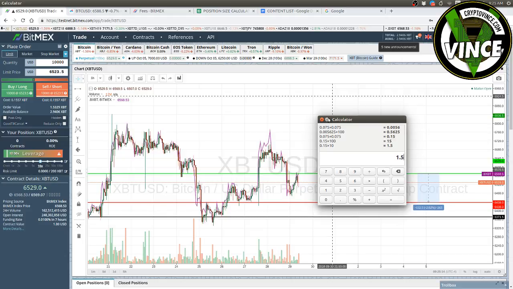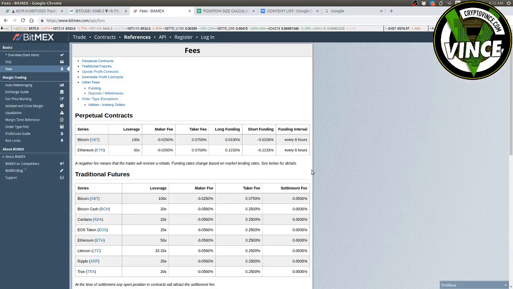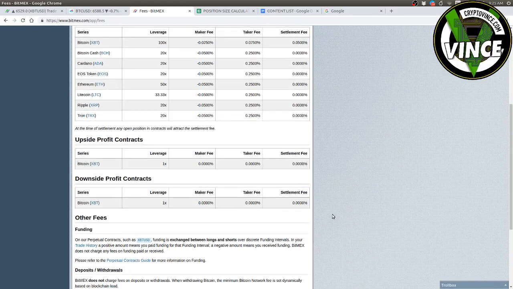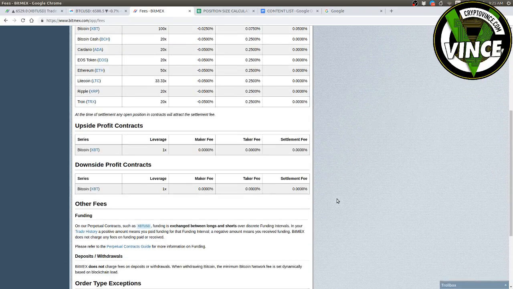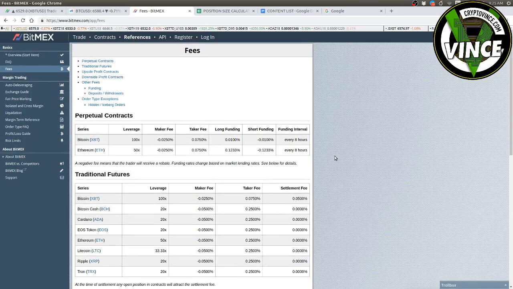And then if you want to understand more about the fees, search on your own. The references are here. BitMEX doesn't do a good job explaining this really well, because it's really confusing. There are other fees that you want to read about, and then you figure it out on your own. This is just an overall idea of what they do.